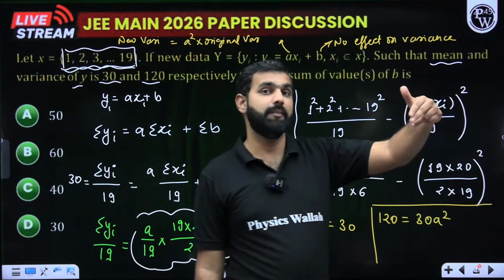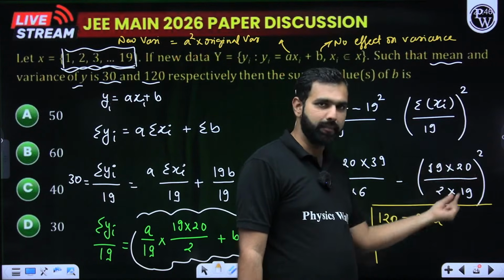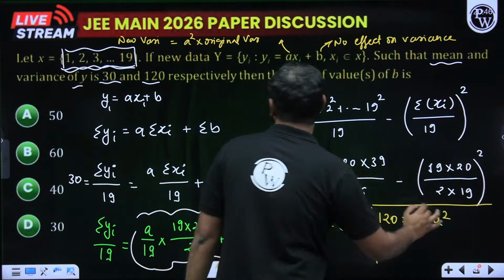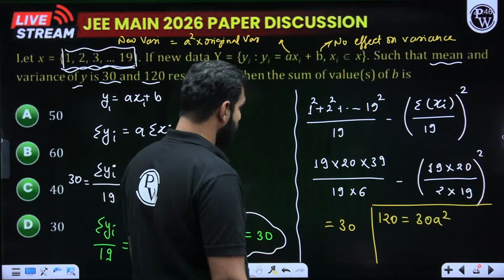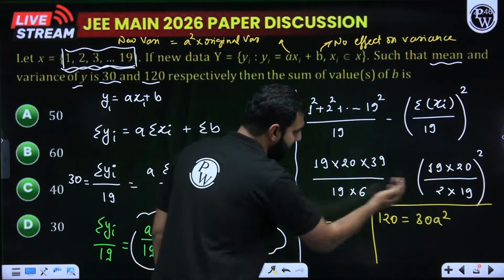Summation of xi, 1 plus 2 plus 3, that is given by n into n plus 1 by 2. 19 into 20 by 2 divided by 19. I hope you all are with me. When you simplify this, what are we given? This variance we are not given, but I can work it out because it is simply a numerical operation.